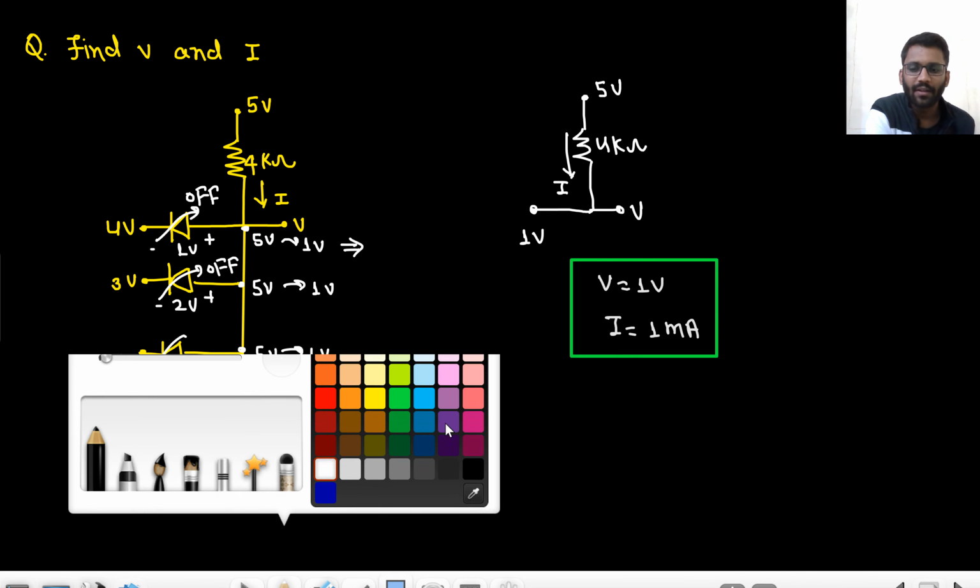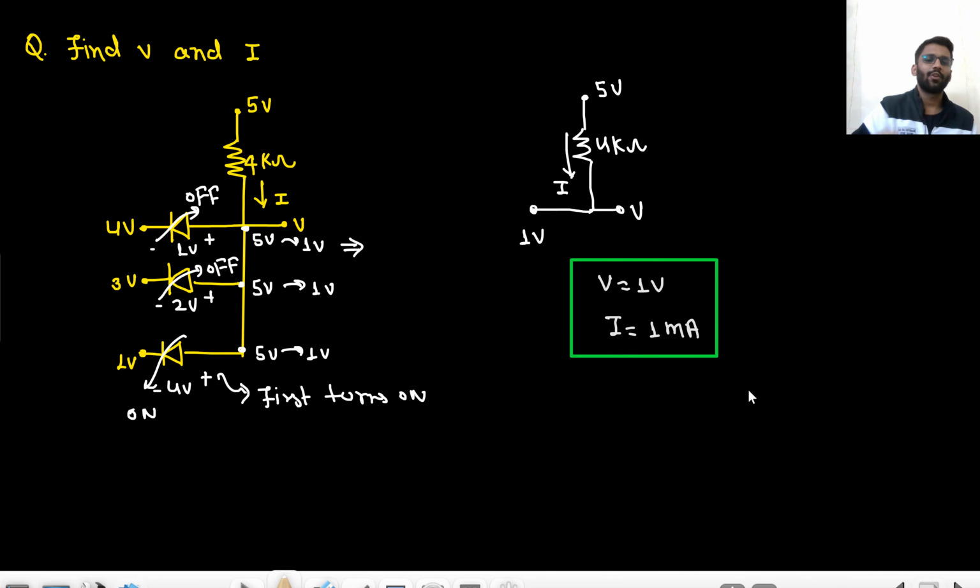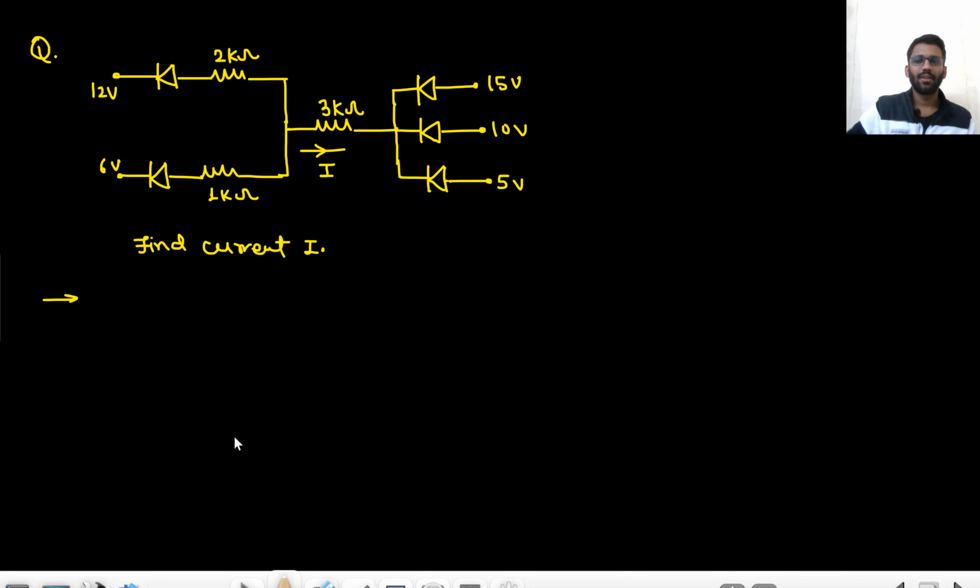How is it 1 milliampere? 5 minus 1, that means 4, divided by 4 kilo ohm, that means 1 milliampere. Got my point? Well and good. Let's move on to the next problem. This is a very good problem. I want you to try it on your own. Okay, try it on your own.